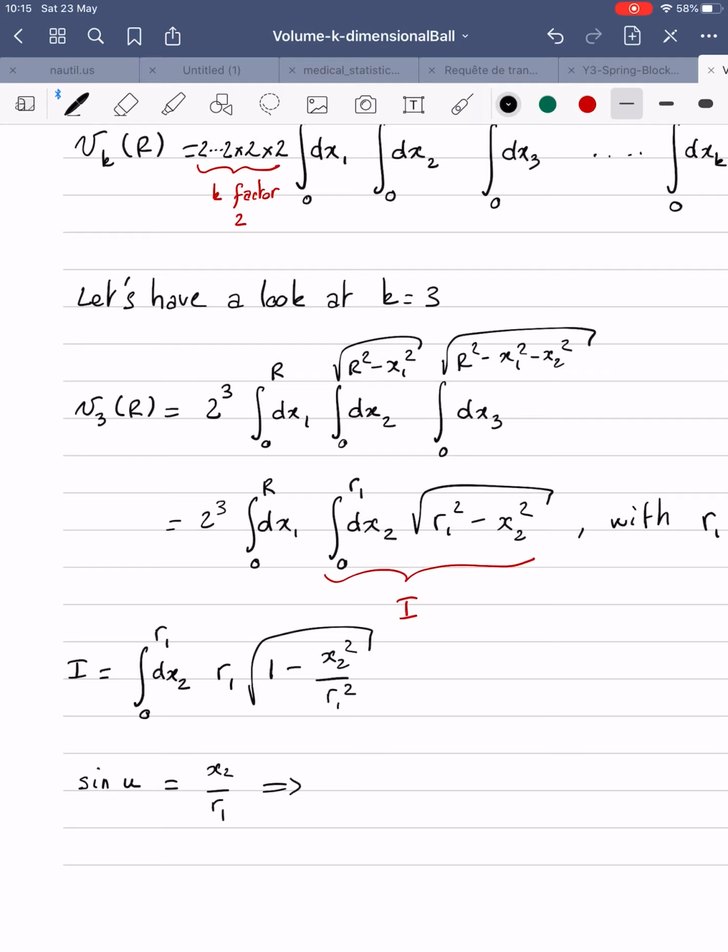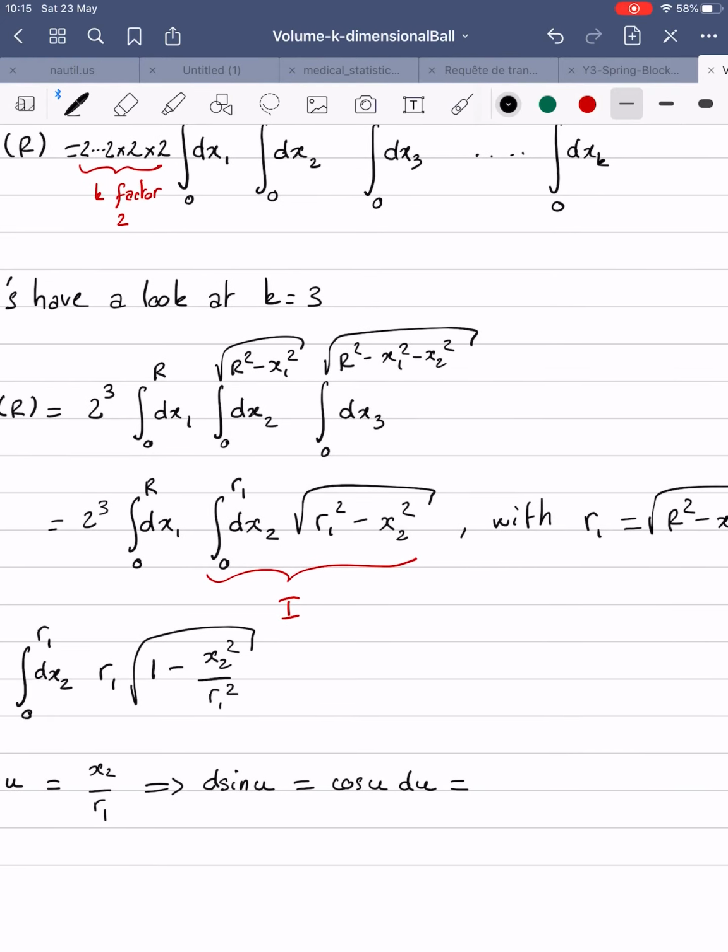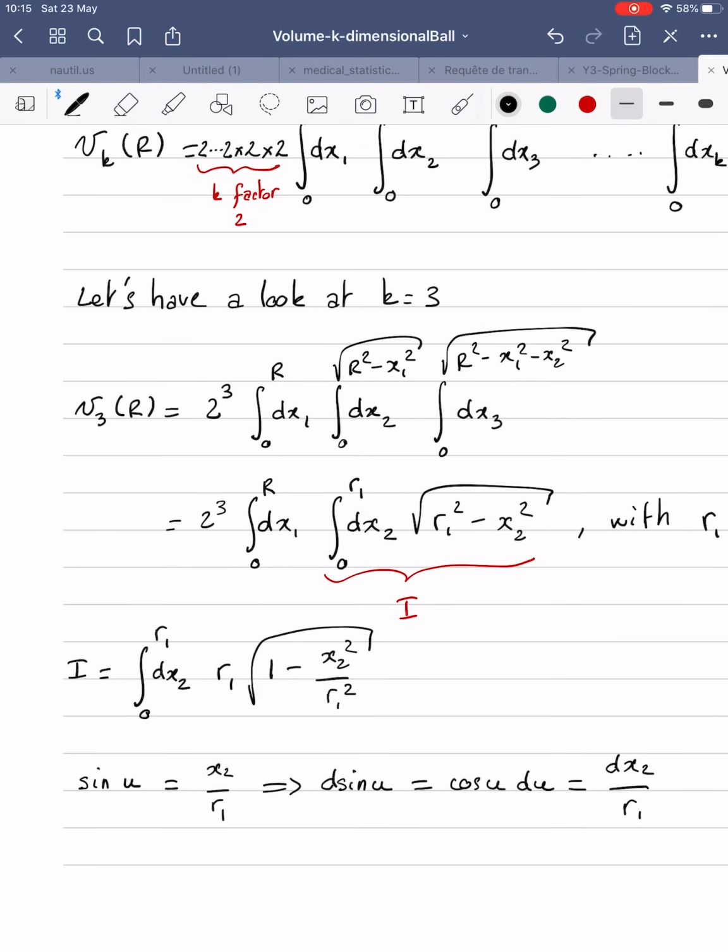So because it's a substitution, I need to also work out the integration measure. So I get that d sine u would be cos u du. And because sine u is equal to x2 over r1, I will have this is equal to dx2 over r1. Likewise, I need to work out the interval for the limits of integration. So if x2 belongs to the interval 0 r, so I would say that differently.